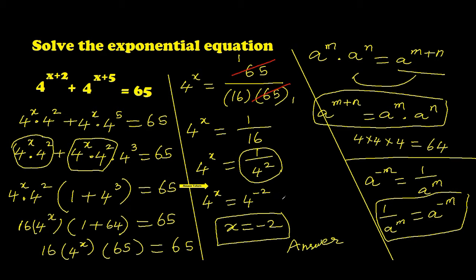Now, this one uses the property that whenever a power m equals a power n, when the bases are the same, we can equate the indices. So using this property only, we got x equal to negative 2. So I hope you understood each and every step, students. We will solve one more.